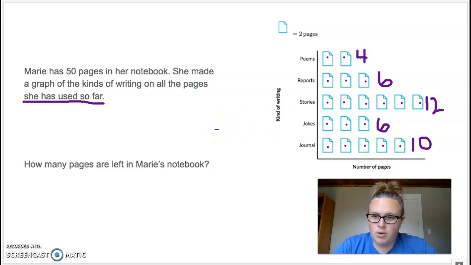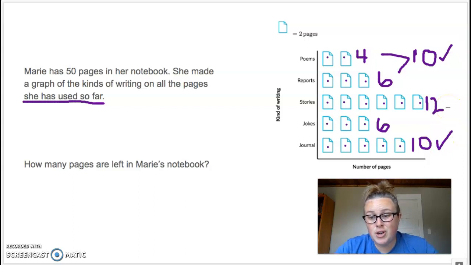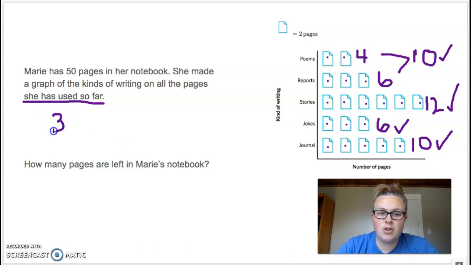So now I need to go through and add up all of these pages. So first of all, I know that 4 plus 6 is going to be 10. So I know 10 and 10 is 20. So if I've got 10, 20, and then I know if I add another 10, that's 30 plus 2 more, so that's 32. And then I'm going to add 6 more. 33, 34, 35, 36, 37, 38. So she has 38 pages so far used up in her notebook.